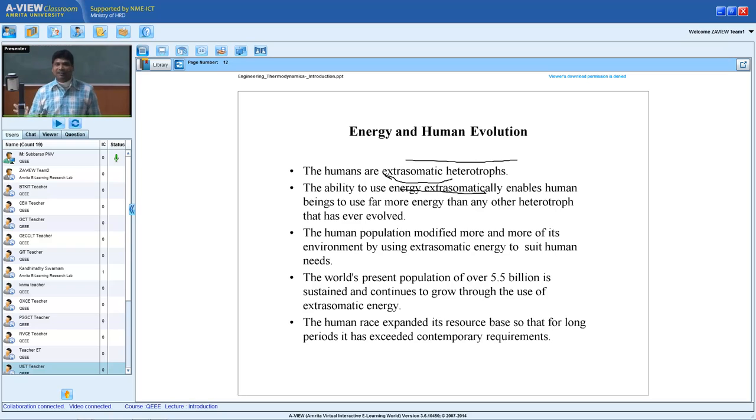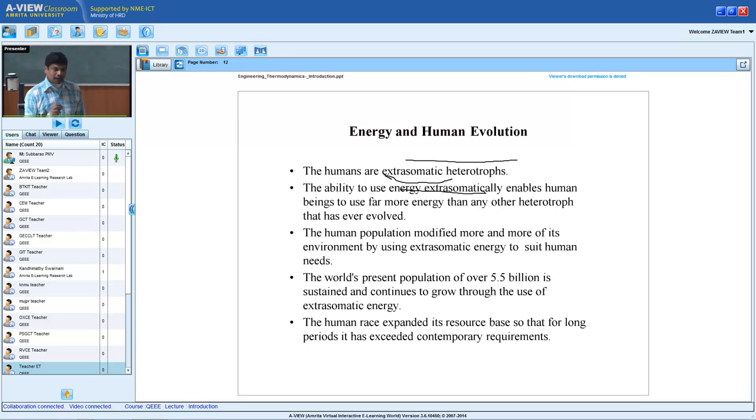And see this: we are using this virtual transmission, so much electricity, so many computers, cameras, etc. Why? We think that is the best way of learning. In fact, if you read through the sentences I have, humans are extrasomatic heterotrophs. Because of this ability to use energy more outside the body, we have produced more CO2. And in a way, the number of volcanic eruptions and the seriousness of forest fires substantially came down the day we came into existence.